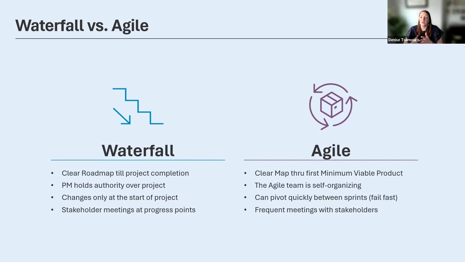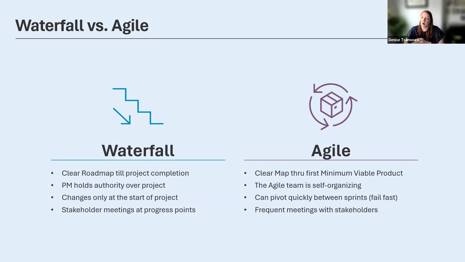In Waterfall, you can really only do changes at the start of the project. Like, they can't build my bathroom and then I say, no, I wanted this after it's all built out. They're going to be like, no, ma'am, you have to find somebody else to do that. We can't do that for you. With Agile, they can pivot quickly between sprints. They actually have a saying to fail fast. If you're going to fail, you might as well do it quickly so that you can learn from it and continue on.